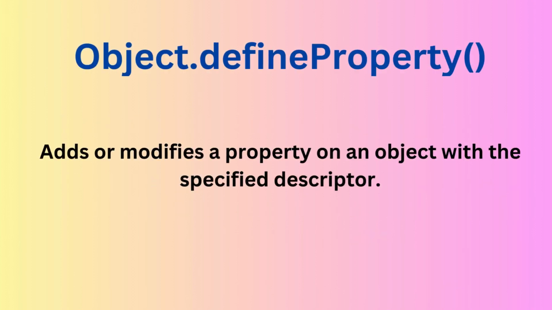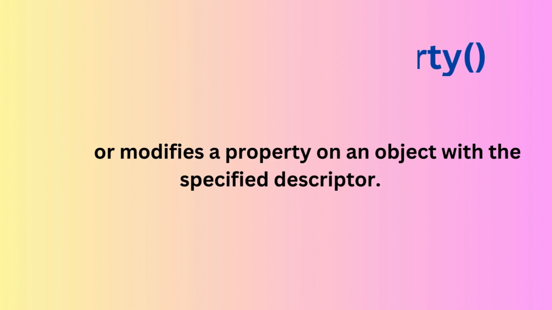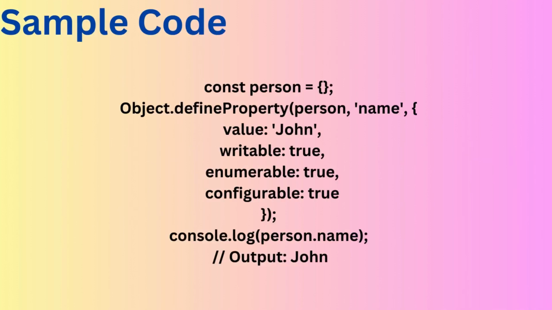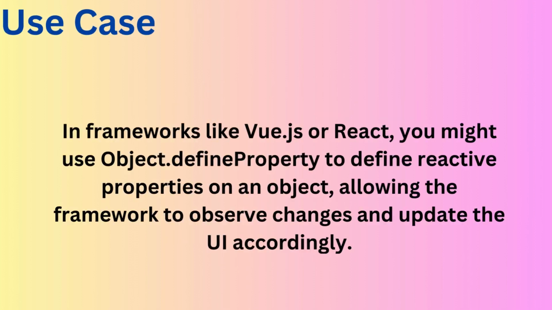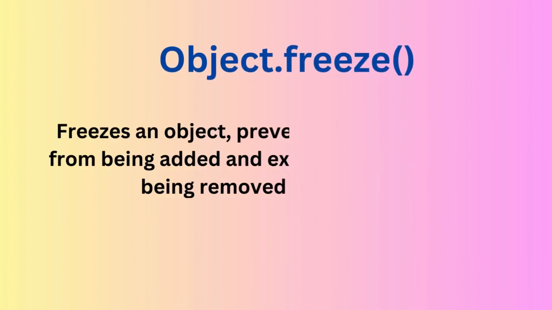Object.defineProperty adds or modifies a property on an object with the specified descriptor. Use case: in frameworks like Vue.js or React, you might use Object.defineProperty to define reactive properties on an object, allowing the framework to observe changes and update the UI accordingly.